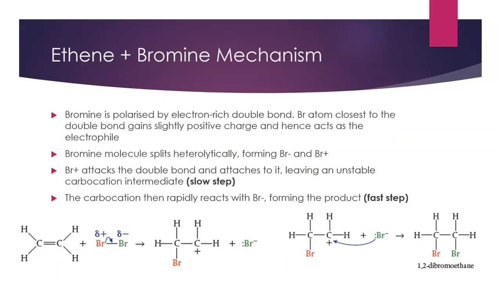Bromine is polarized by the electron-rich double bond, so the Br atom closest to the double bond gains the slightly positive charge. It splits heterolytically, so we get a Br plus, which is very unstable, and a Br minus. The Br plus will attack the double bond and attaches to it, which leaves an unstable carbocation intermediate. So we have the heterolytic cleavage of the bromine with the approach that causes it to polarize.